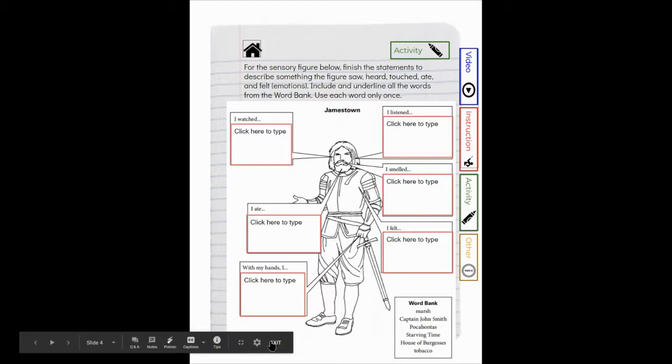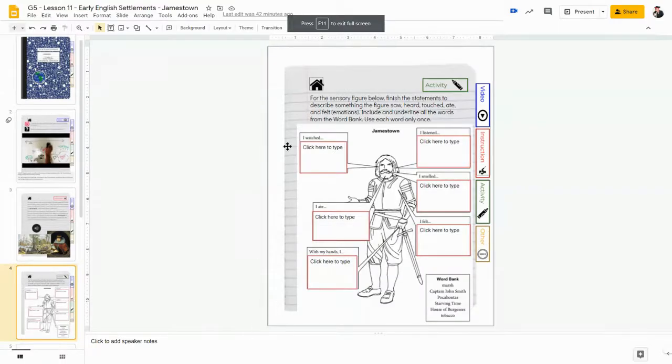And as with all of our activities, you need to exit present mode and be into edit mode when you are going to fill out the experiences of the five senses for this figure from the settlement of Jamestown.